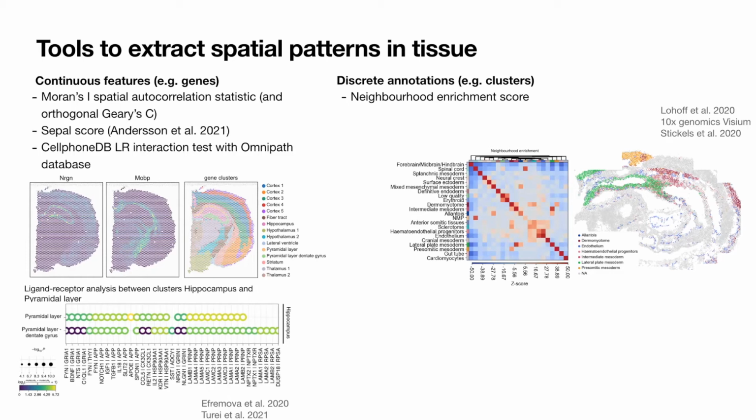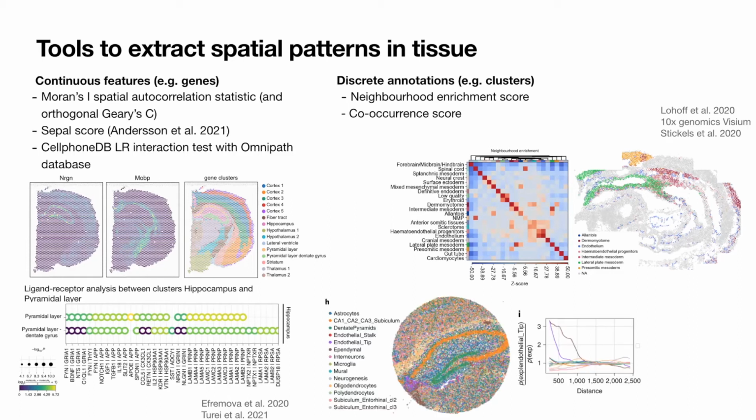In addition, we have something that is called the co-occurrence score. And this is essentially similar to the neighborhood enrichment. So it also looks at the relationship between two clusters, but it does this at different scales in the tissue. So this allows you to really see how clusters are related, because some clusters might occur always at a certain distance to each other, and then they co-occur much more at this particular distance, but not at other scales.